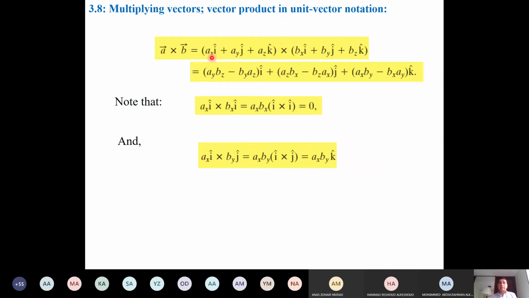Now, the second component, when you are making the AX with BY, so AX BY, that's what we got. And now we are making the cross product I with J. So I cross J will give me the vector K, because I is along the x-axis and J is along the y-axis.